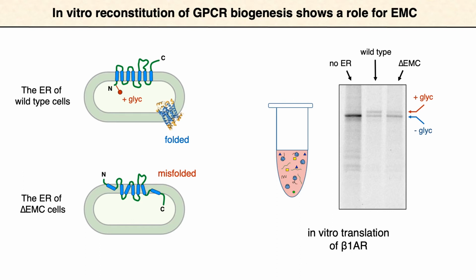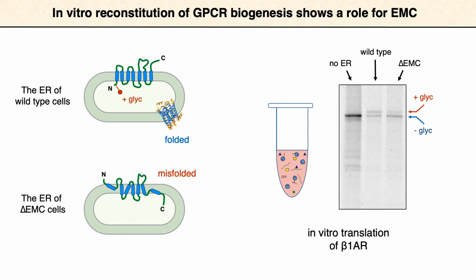In this case, we're looking at the GPCR, the beta-1 adrenergic receptor, which contains 7 transmembrane domains. And then you also spike in a little bit of radioactive methionine so you can visualize this on a gel. And you can see here when we actually translate this beta-1 in vitro, we get a nice clear band. And then if we take ER, which we've isolated from wild-type human cells, and add that into the translation reaction, we can get insertion of the membrane protein.